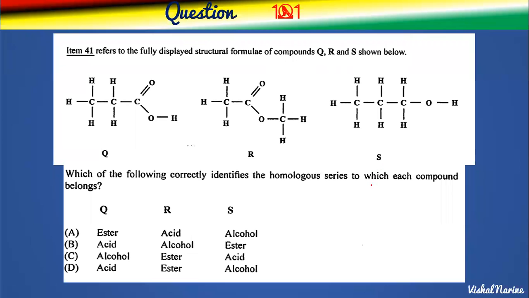So we have to identify which series each of the compounds belong to. So Q, we see that the functional group is COOH. So this is the acid. Here we have COO. This is going to be the ester. And option S, we have the hydroxyl group or the OH group. So this is the alcohol. All right, so we're looking at the answer of acid, ester, alcohol, which is D.